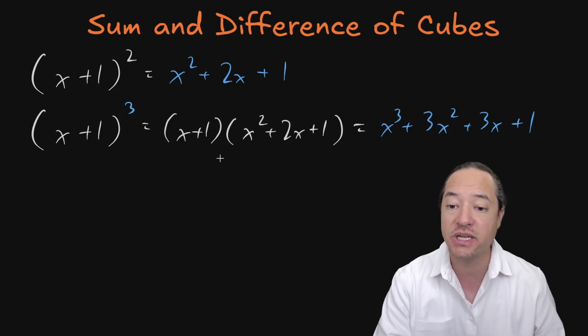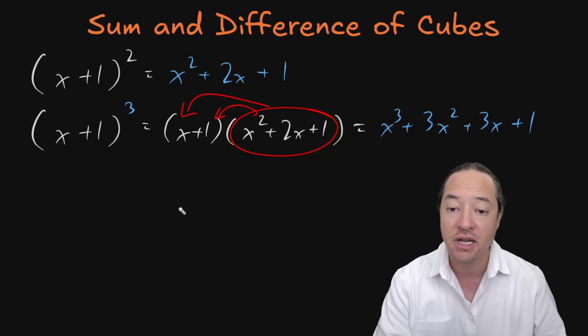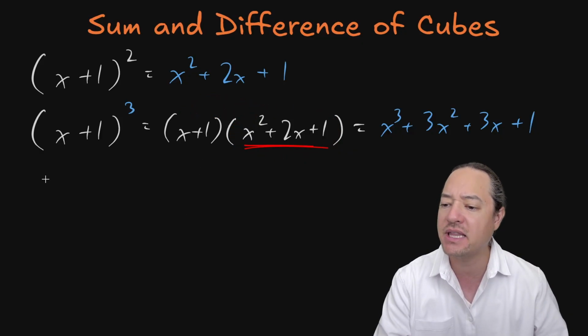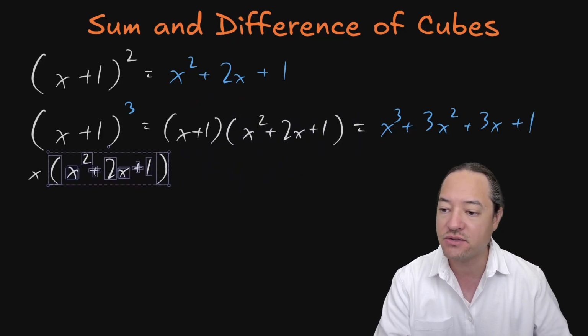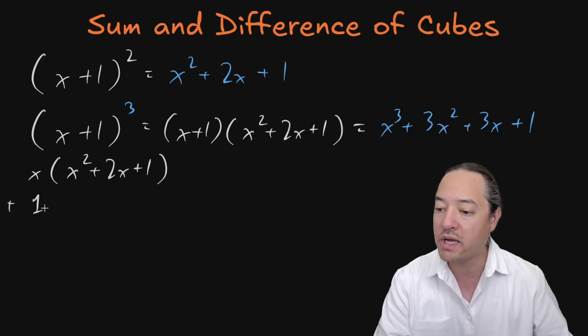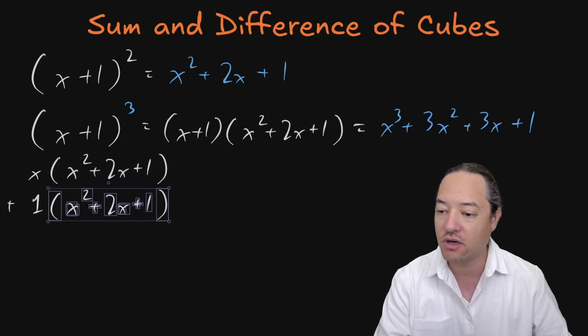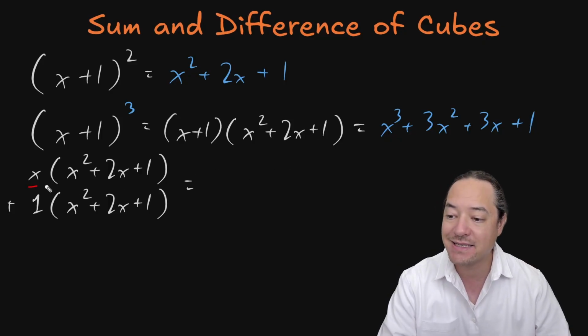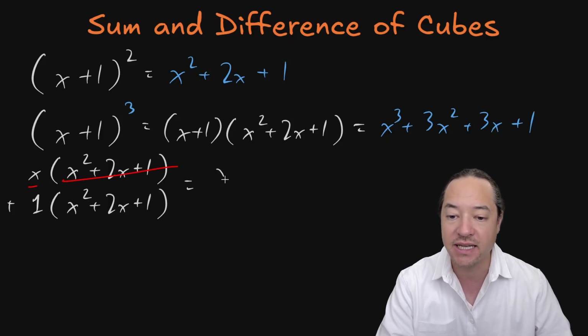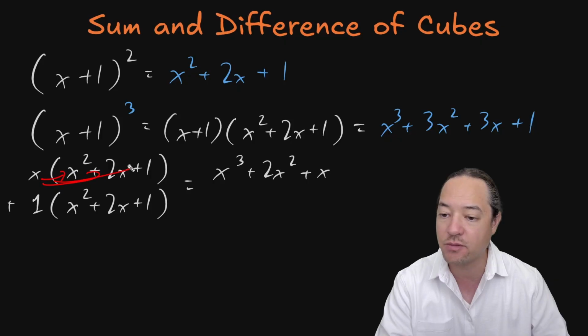What we can do is essentially distribute. We'll distribute this term into the parentheses here. So this is the same as x times all of this plus 1 times all of this. Let me write that down. It's going to be the same as x times all of this, plus 1 times all of this. And so let's do the arithmetic here. If we do x times all of this, what do we get? We'll get an x cubed plus a 2x squared plus an x, right? We're just distributing the x into the parentheses.